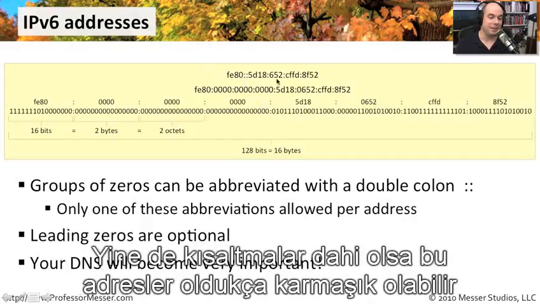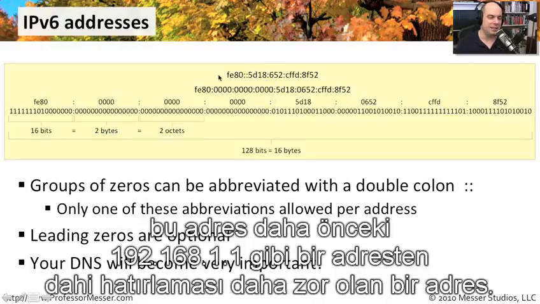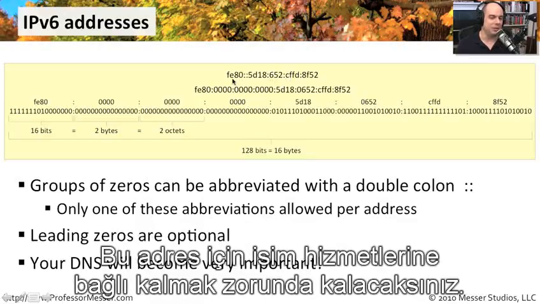But even so, that's still a pretty complex address, even with the abbreviations that you can do there. If there's a 0 at the beginning, you can get rid of the leading zeros as well. That helps a little bit. You'll notice that that's a difficult address to remember, even harder than 192.168.1.1. This is one where you're going to have to really rely on your name services.